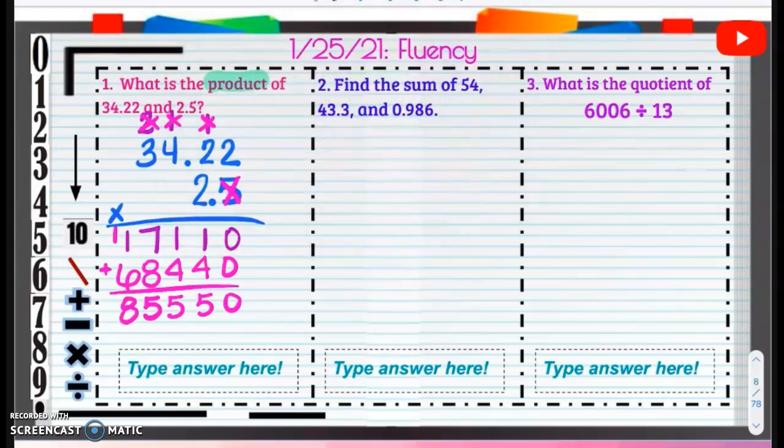Is that my answer? No, what do we need to do? Put in those decimals. We need to count our digits of how many decimal places we move in. All right, so let's see. We go in 1, in 2, in 3 total. Don't forget that bottom one. So 1, 2, 3 total. So our decimal is going to go in between the 5 and the 5.